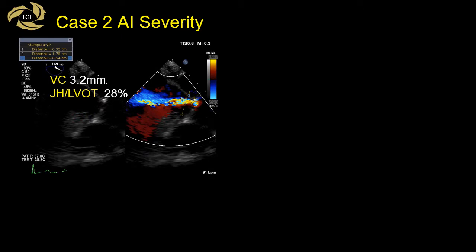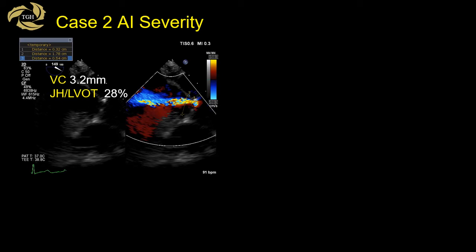How significant is the AI? Is it mild, moderate, or severe? I would say that with this pathology, the amount of aortic insufficiency is irrelevant, as there is a structural abnormality of the aortic root that requires addressing. In fact, some patients present having no aortic insufficiency.